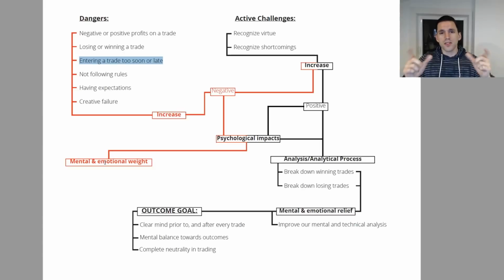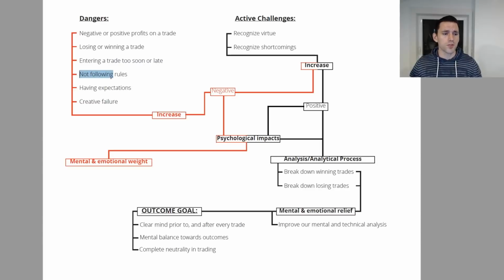It says, this is okay because I won, or this is okay because I lost, so now I'm going to revenge trade, right? It either creates market fear or it creates an ignoring of rules, right? It's that swinging back and forth and staying in the middle. And that goes right into our next thing, not following the rules.